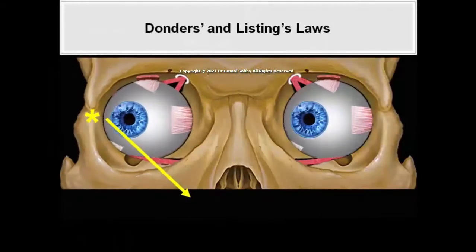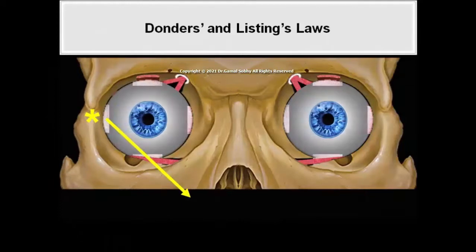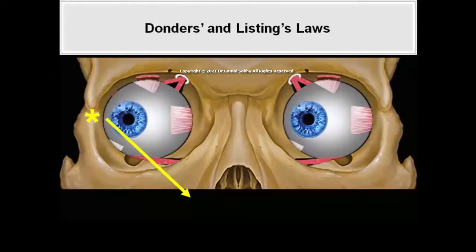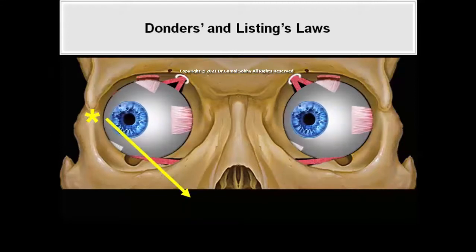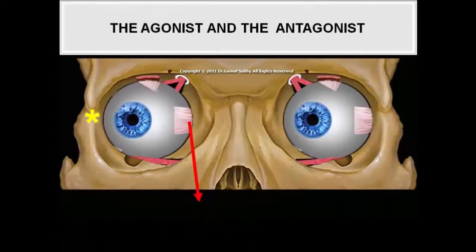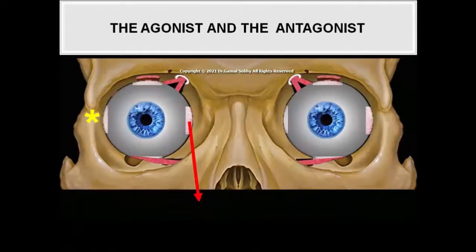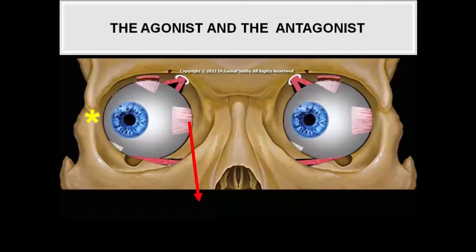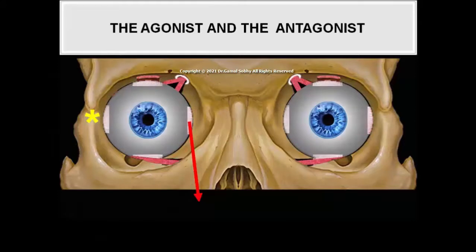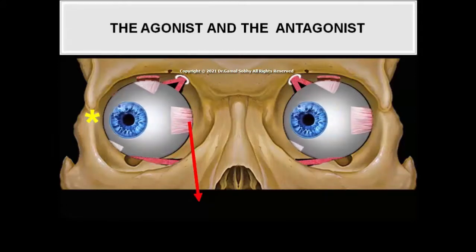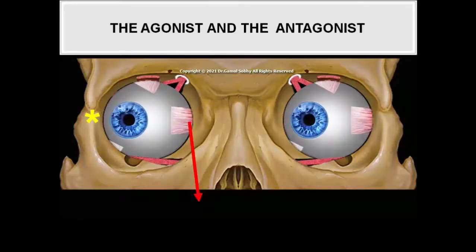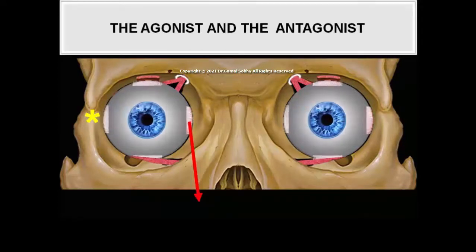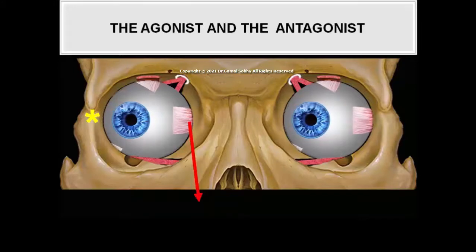Donders and Listing's laws. Each one of the extraocular muscles is regarded as an independent mover. Every contraction of a muscle brings a movement. The mover muscle which is producing that movement is called the agonist. A movement in the direction opposite that produced by the agonist is caused by its antagonist. Thus, the medial rectus muscle and the lateral rectus are antagonists.